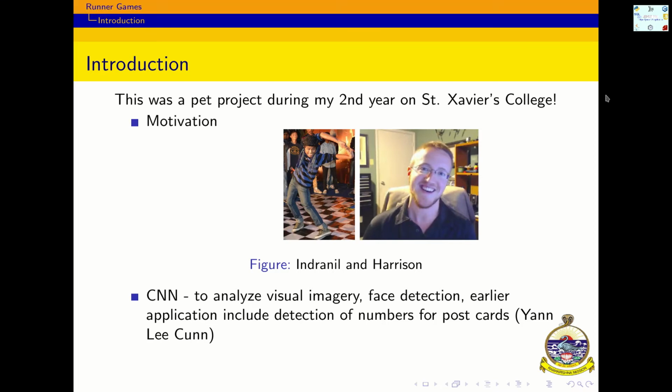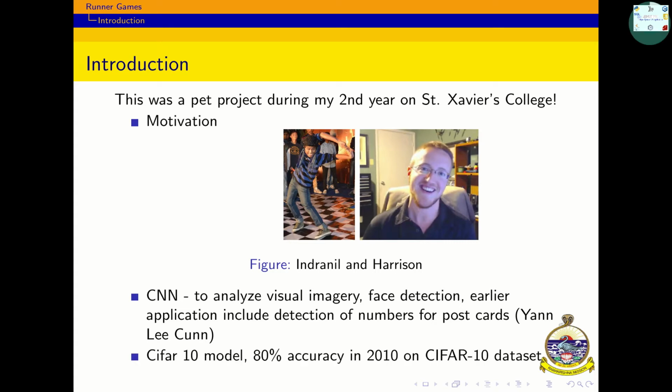So what is a CNN? CNN stands for convolutional neural network, and it is used for analyzing visual imagery, and even in day-to-day life like face detection and recognizing images for postcards in general. Yann LeCun was the one who invented it, and it was used for automating PIN code detection in postal offices. So he invented it before it even existed.